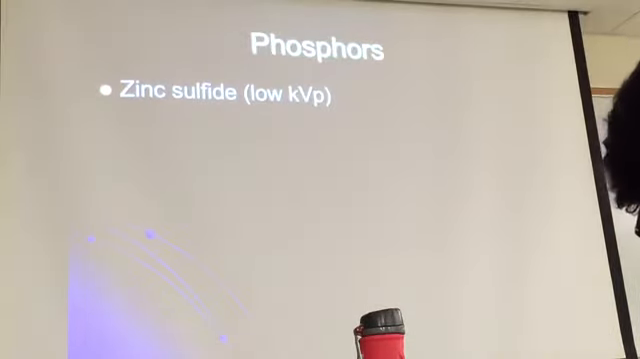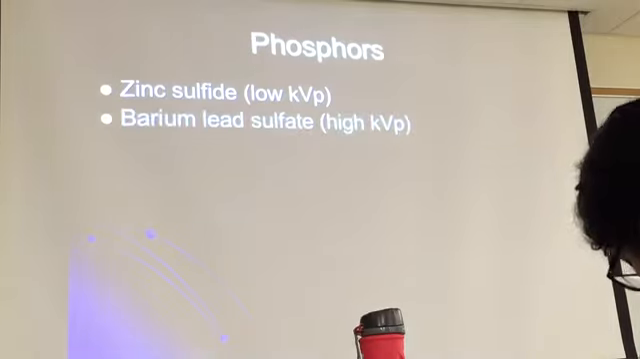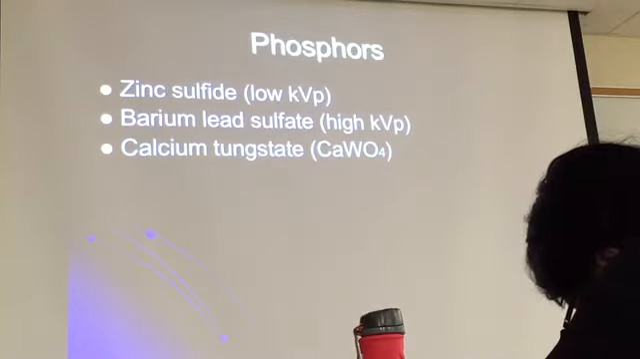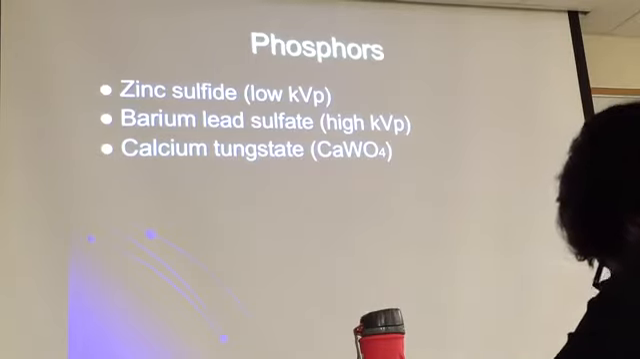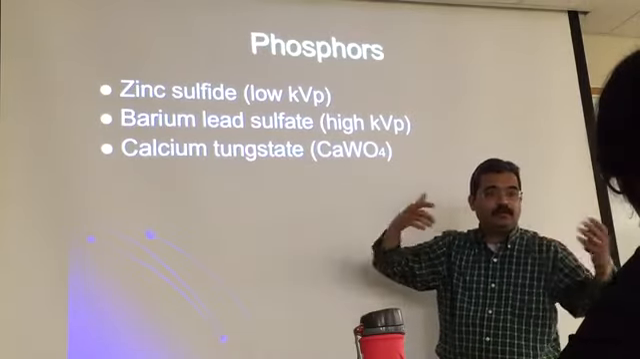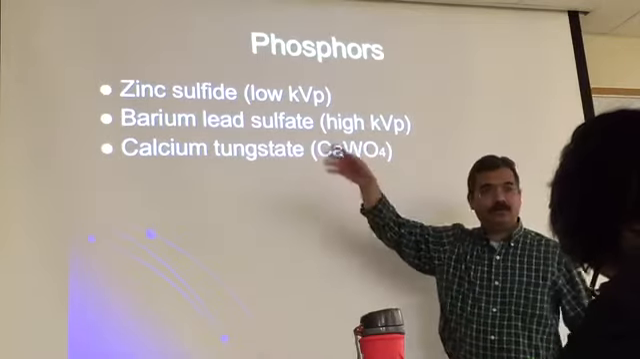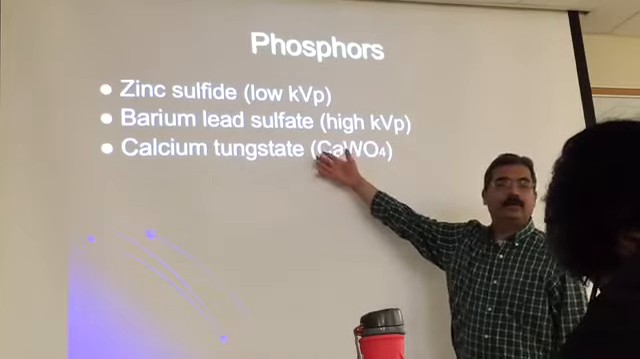All right, the phosphors. Let's look at the phosphors. These are some examples of the different phosphors that have been used. Zinc sulfide, if you were using low kVp. Barium lead sulfate, if you were using high kVp. Calcium tungstate, and this is one that we're going to see a lot. We're going to see a lot of calcium tungstate in the design of image intensifiers for fluoroscopy. DR uses calcium tungstate, so they're used quite a bit.